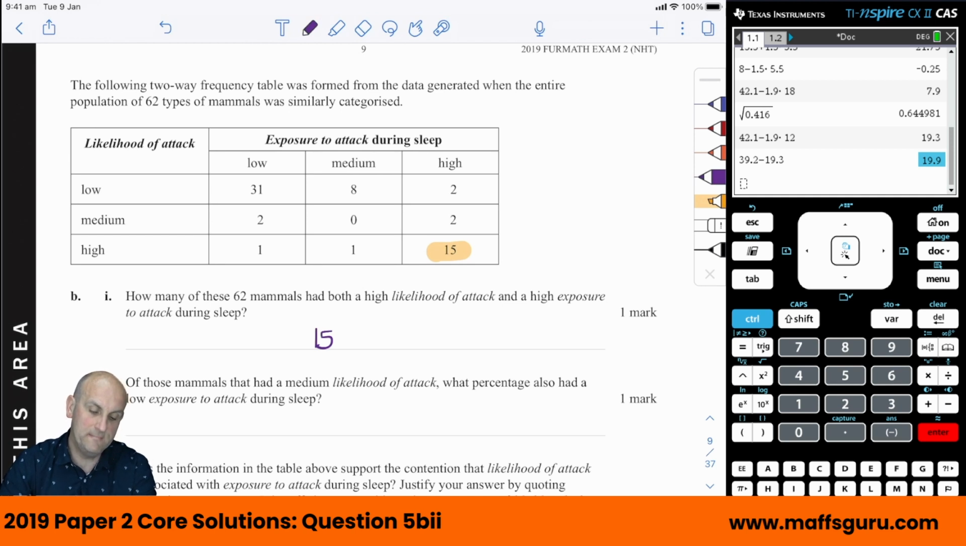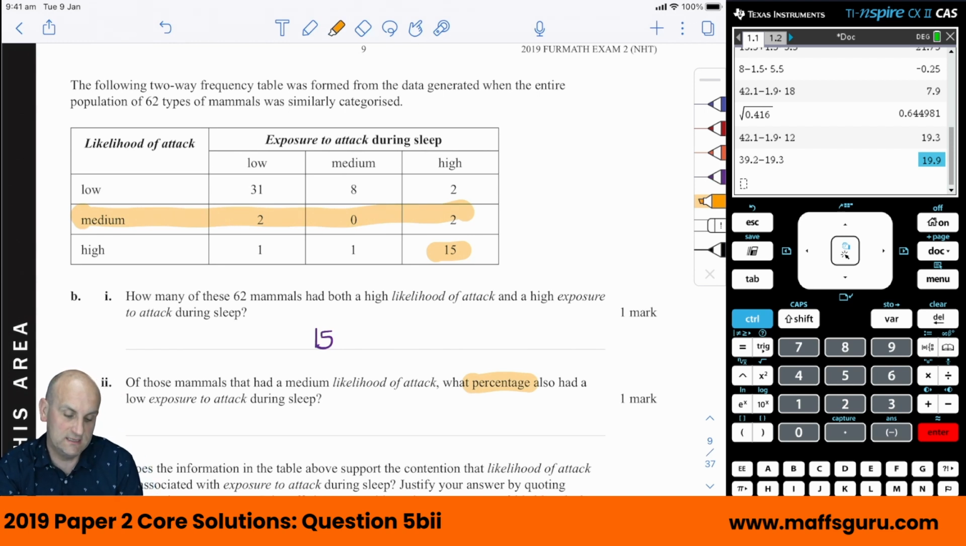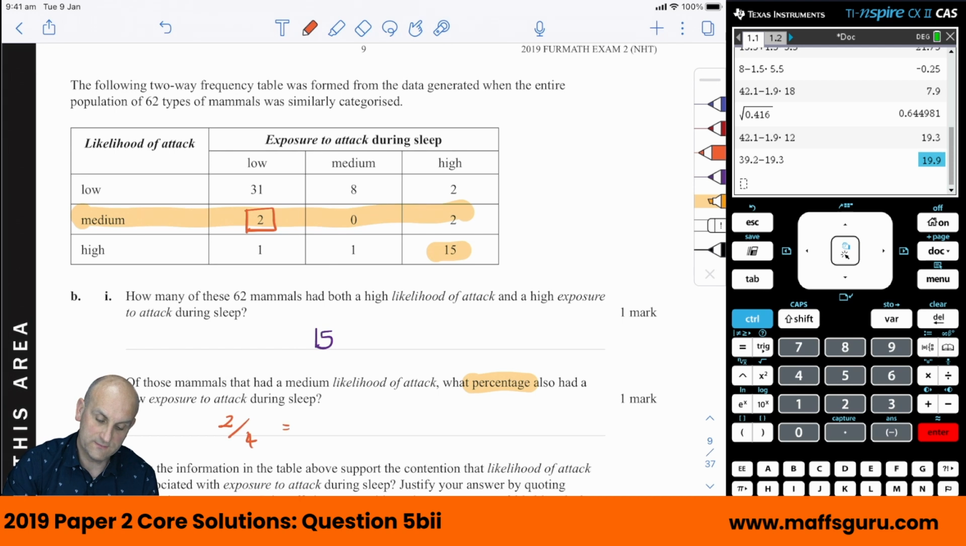Of the mammals that had a medium likelihood of attack, what percentage also had a low exposure to attack during sleep? It's always a good idea to make sure that when they say percentage, you know how to do a percentage. So there are two that had both a low exposure and a medium likelihood, out of a total of four. And so as a percentage, 2 over 4 is a half, which is 50%.